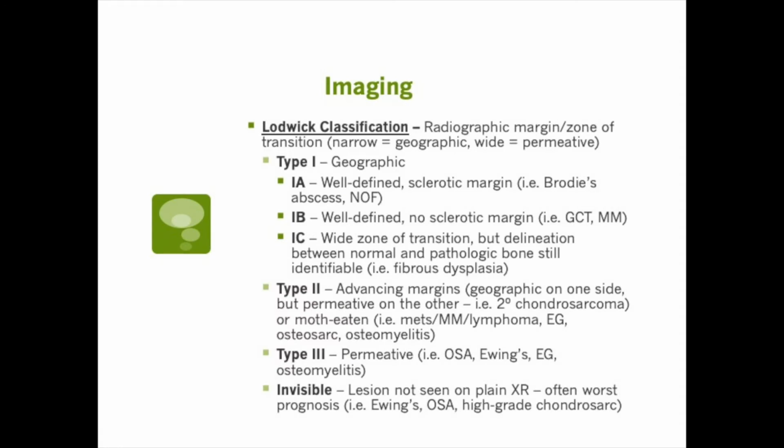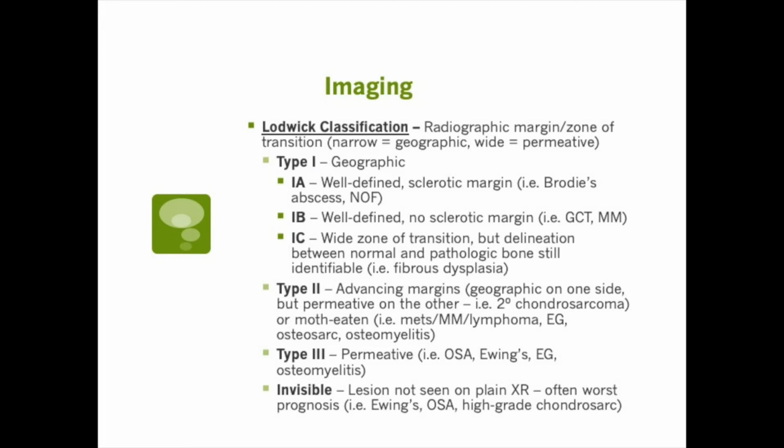Type 2 is the advancing margin, so either geographic on one side and permeative on the other, such as a secondary chondrosarcoma or some other lesion that has flipped the switch and gone from benign to malignant. Or the other type of type 2 is moth-eaten. So two very different things, but they have a wide zone of transition, at least at some point in the lesion. Type 3 is those permeative lesions, where you have what appears to be a lesion, but then what appears to be abnormal bone or periosteal reaction in a much wider zone than you would have expected based on the appearance of the lesion.